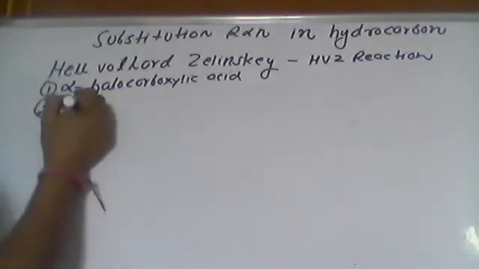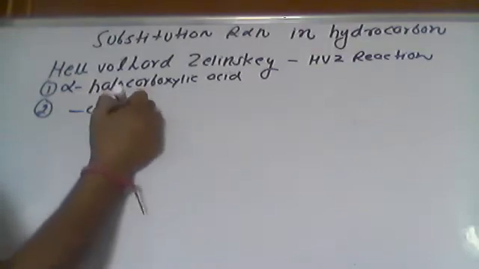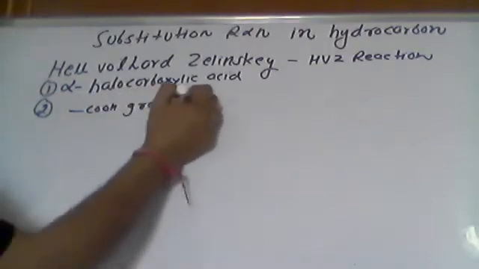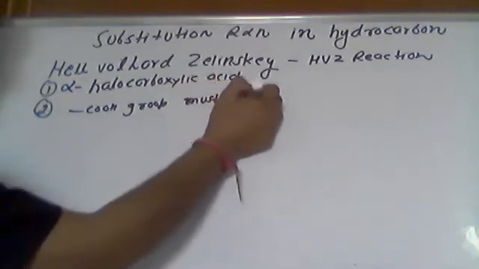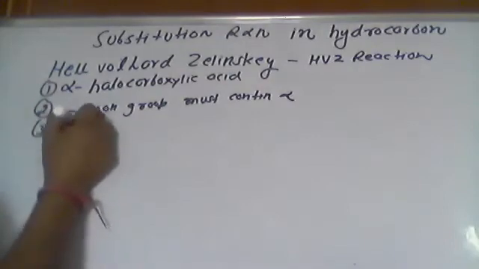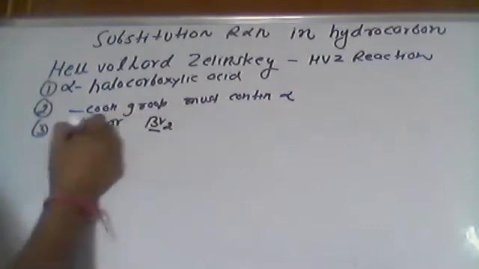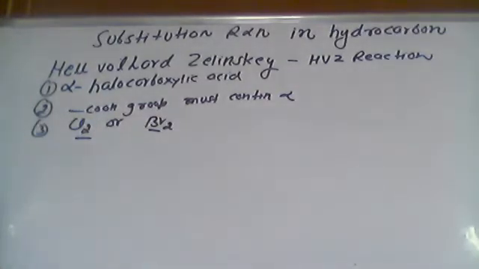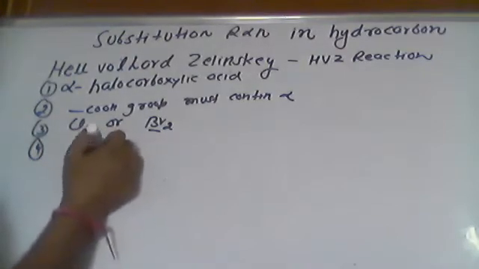Second thing, the carboxylic group must contain an alpha hydrogen, the carbon next to it. Third thing, it must have chlorine or bromine, Cl2 or Br2. They will react together, and the alpha hydrogen is replaced by the halogen. And fourth condition, it takes place in the presence of red phosphorus.